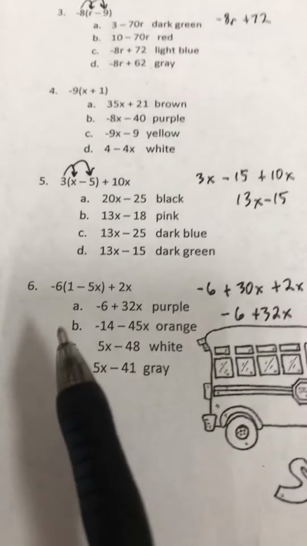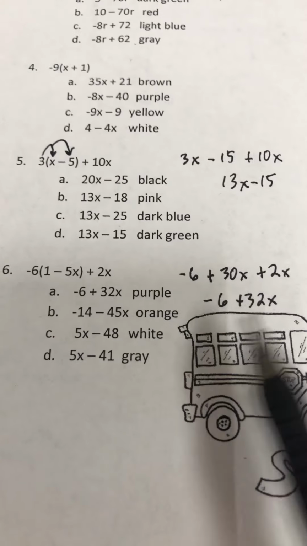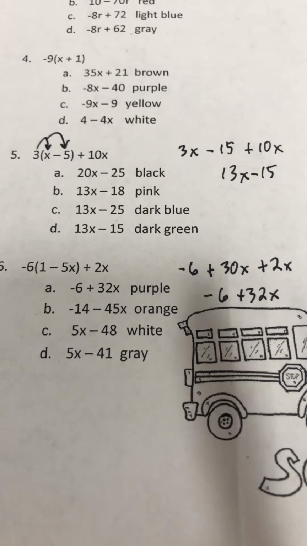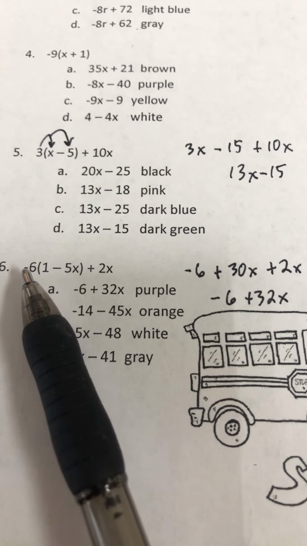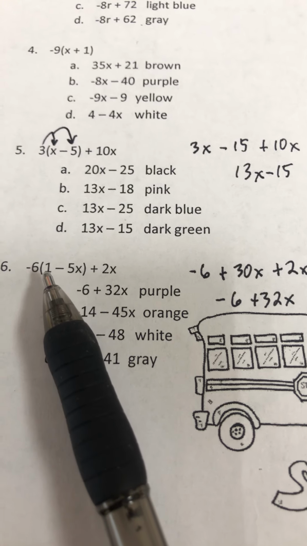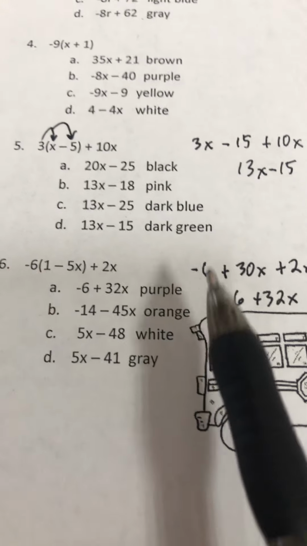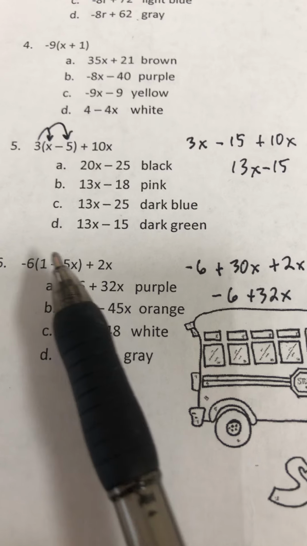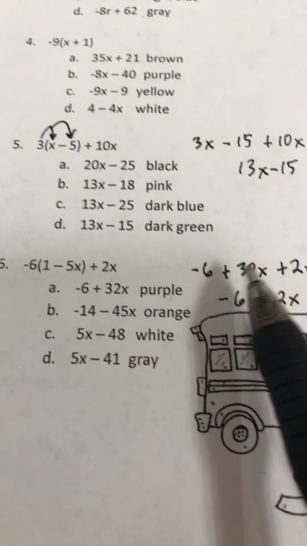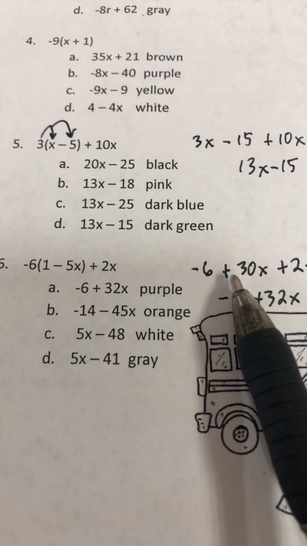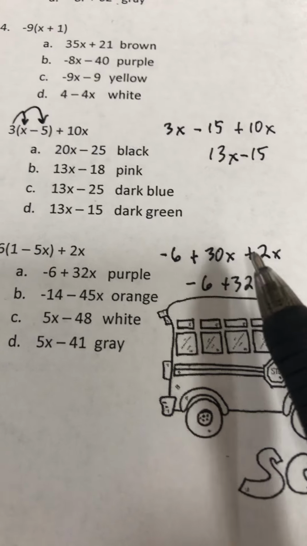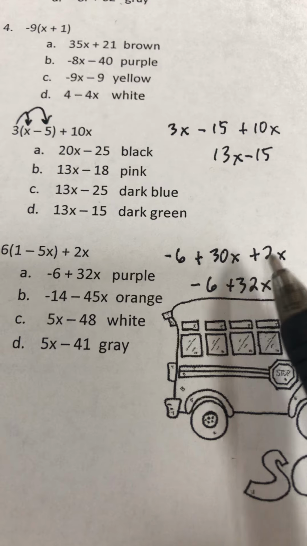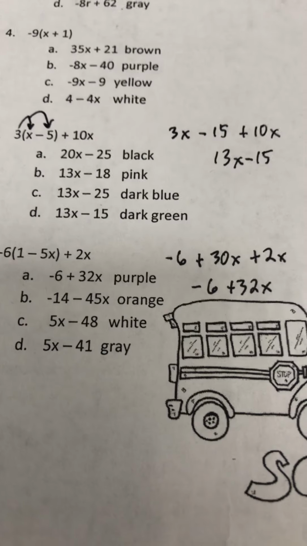I went ahead and did number 6 because somebody in class needed that. And if that helps you, go ahead and use that. Understand the process, though, of the distributive property, negative 6 times the 1. And that gave me negative 6. And negative 6 times the negative 5x. Two negatives multiplied by each other gives me a positive 30x. And then I add that 2x at the end, so that 30x plus the 2x gives me 32x.